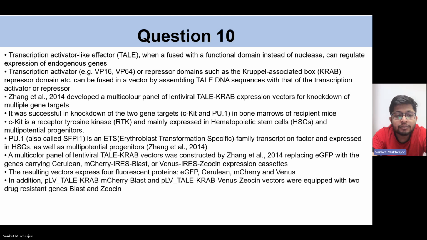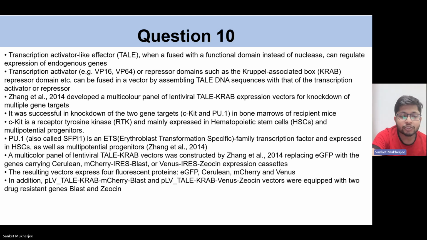A multicolor panel of lentiviral TALE-KRAB vectors was constructed by Zhang and his group, replacing EGFP with genes carrying cerulean, mCherry-blast, Venus-zeocin expression cassettes. The resulting vectors express four fluorescent proteins. In addition, the pLV TALE-KRAB mCherry-blast and pLV TALE-KRAB Venus-zeocin vectors were equipped with two drug-resistance genes, blast and zeocin. This is important for selection as a selectable marker.